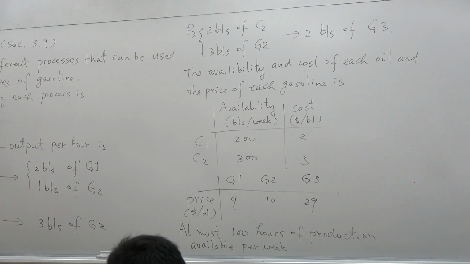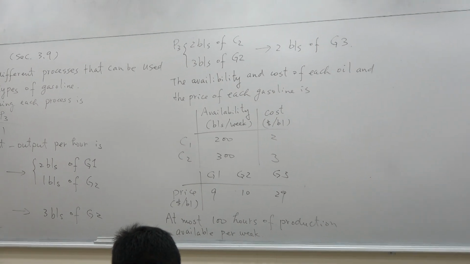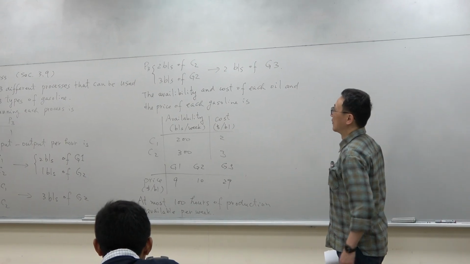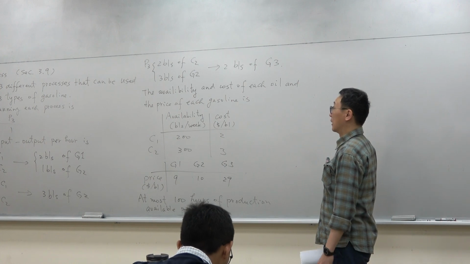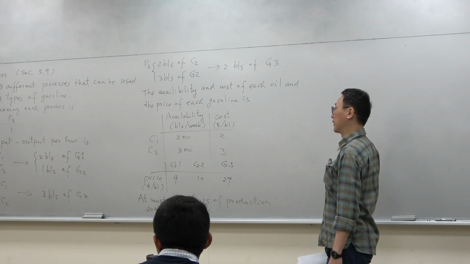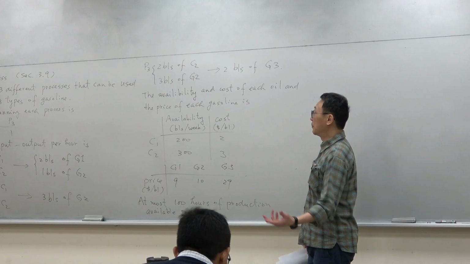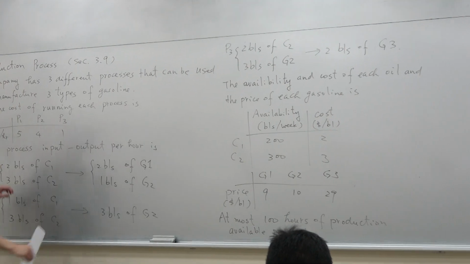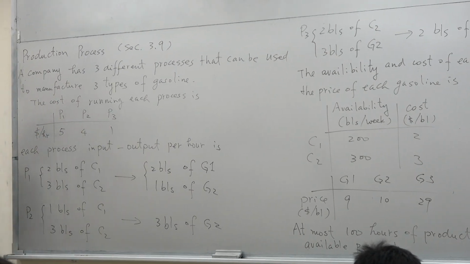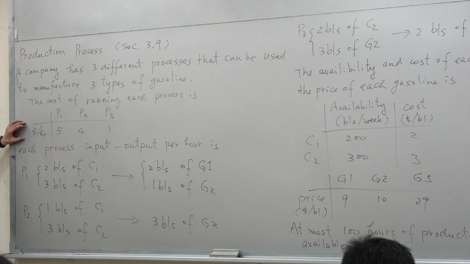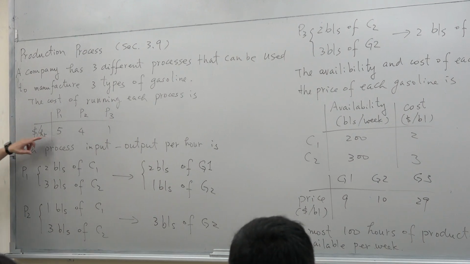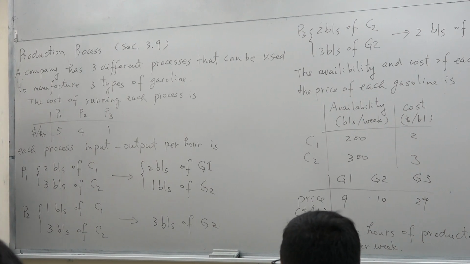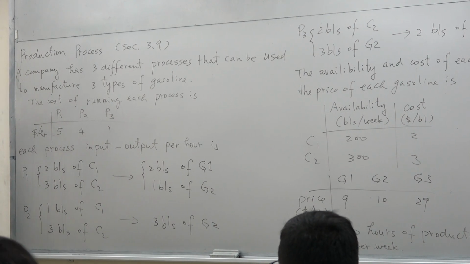This one looks similar to the previous one, crude oil to gasoline, but much more complex. Okay, let me explain. A company has 3 different processes: process 1, process 2, process 3. They have different running costs. For each hour, the running costs are 5, 4, and 1. Okay? And different processes have different input and output.